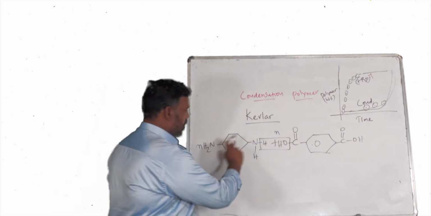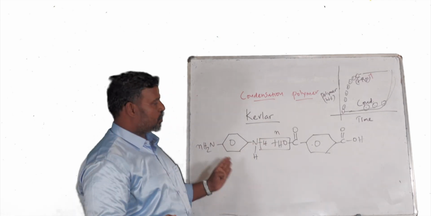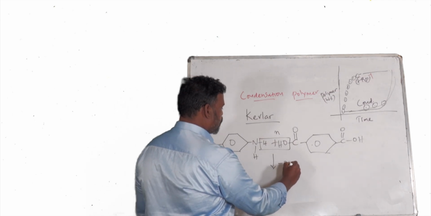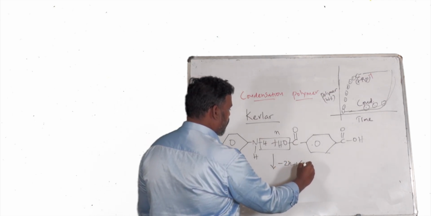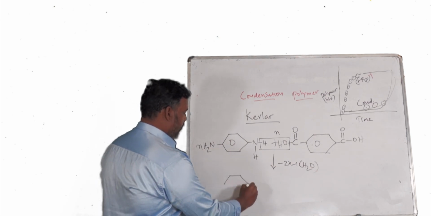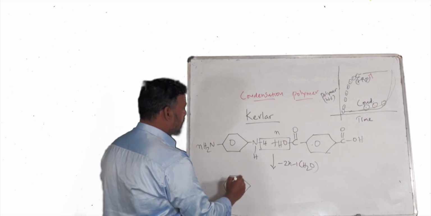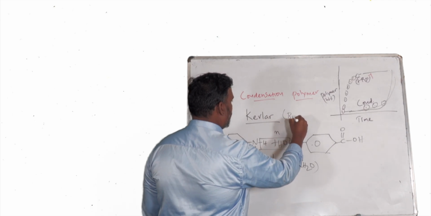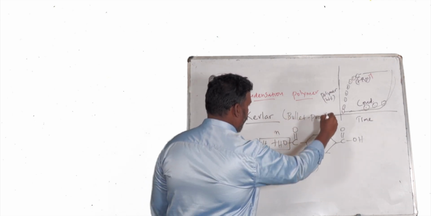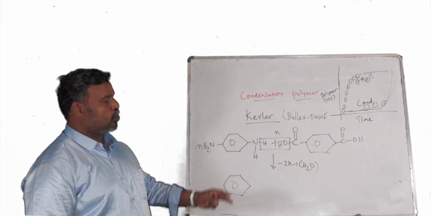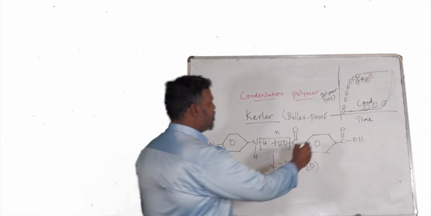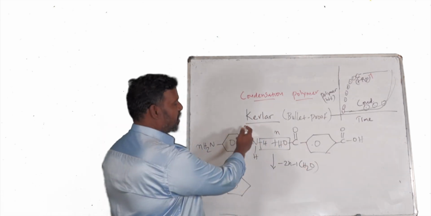n moles of this one. Usually they take equimolar concentrations of the two monomers. These two react to produce water molecules. So 2n minus 1 water is liberated from here, and you end up with a polymer. We call this polymer Kevlar. It is a bulletproof polymer. It is so mechanically strong that even if somebody shoots you with a gun, this polymer can protect you. So this is a bulletproof polymer, commercially known as Kevlar.